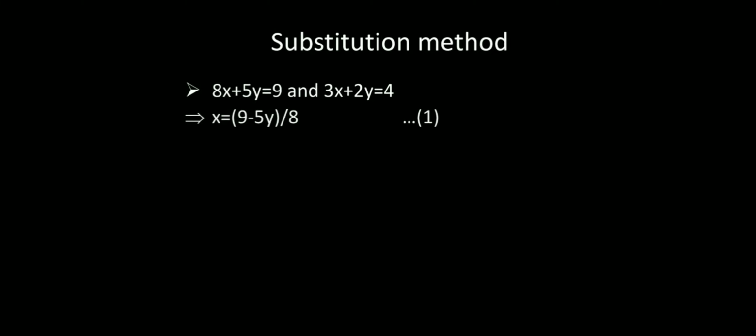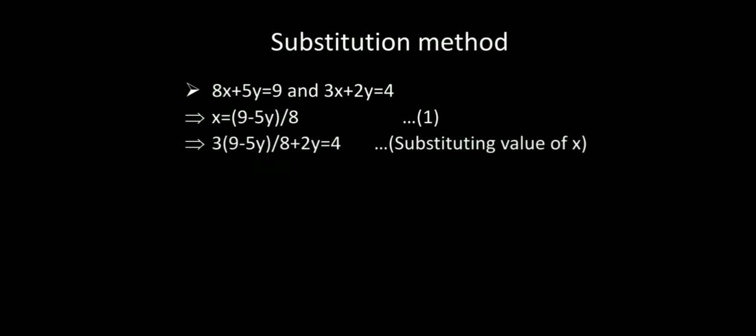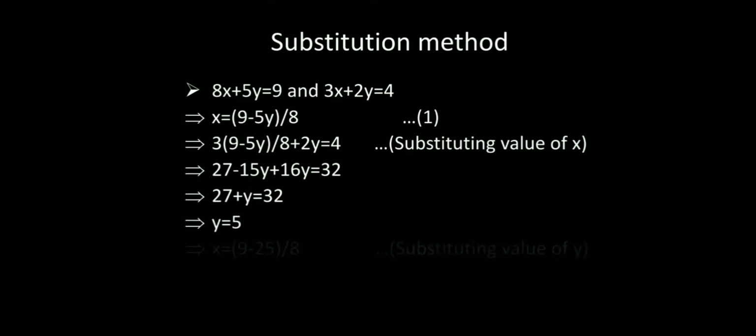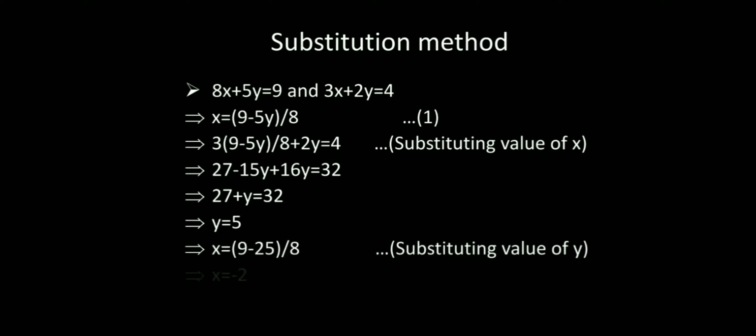Let's see how to solve the pair of equations using the substitution method. We will take the same pair of equations, which is 8x plus 5y equals 9 and 3x plus 2y equals 4, in all three methods, and find the answer. And it will kind of prove that yes, all three methods are working and we are getting the similar answer. So what we are doing is taking the value of x from the first equation, which is 8x plus 5y equals 9.